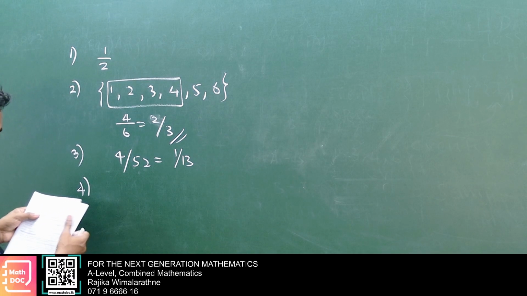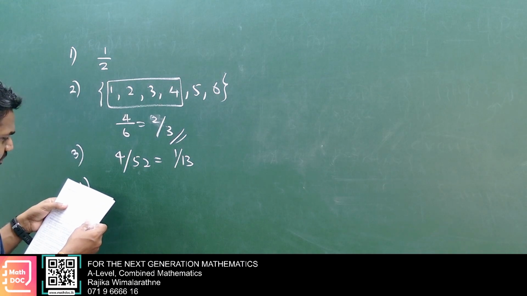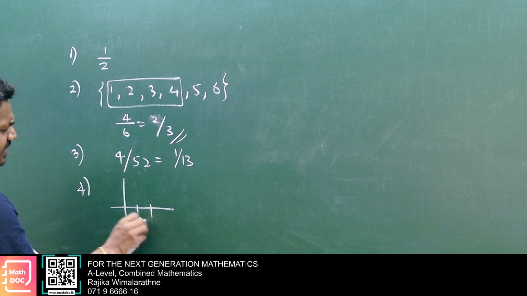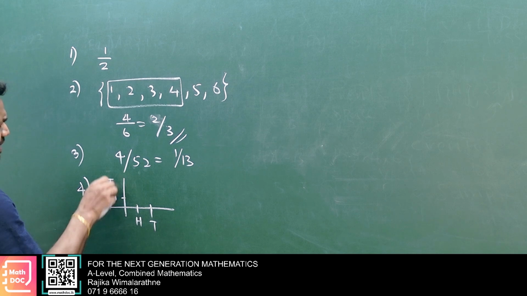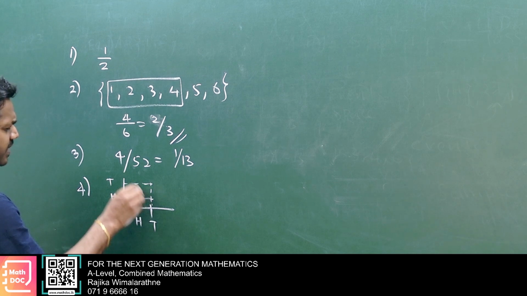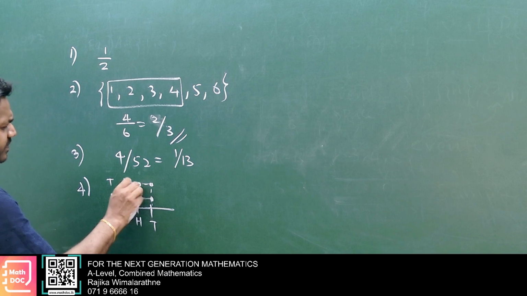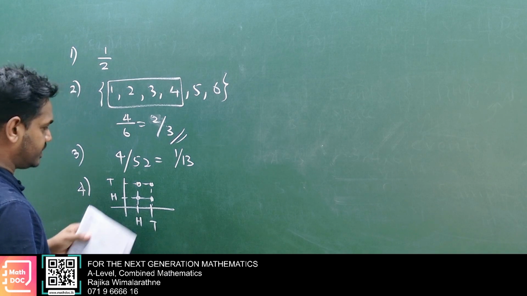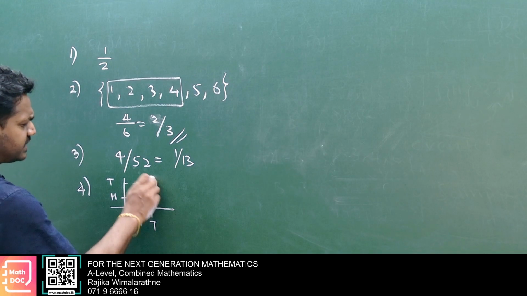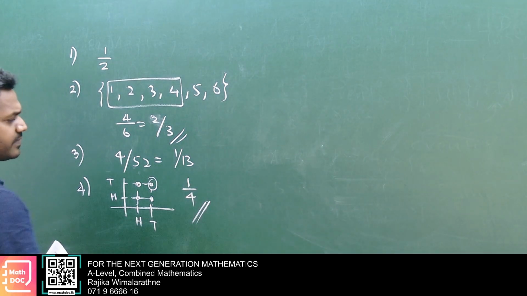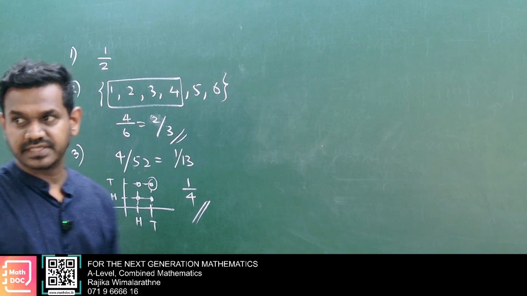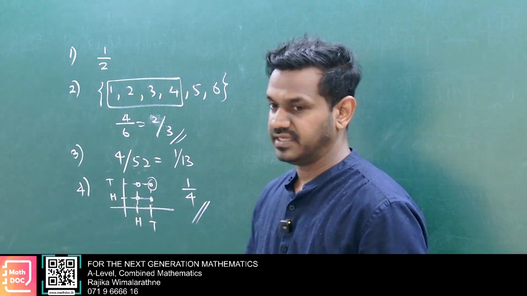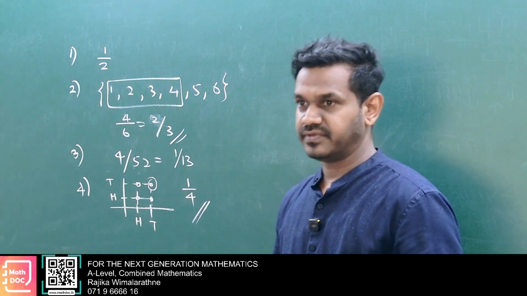4. 2 coins are tossed together. What is the probability of getting 2 tails? Then here head, tail, head, tail. So the sample space we have is 4. What is the probability of getting 2 tails? 2 tails, here there's 1, so 1/4. Consider the sample space, then the required case. You write the classical definition.